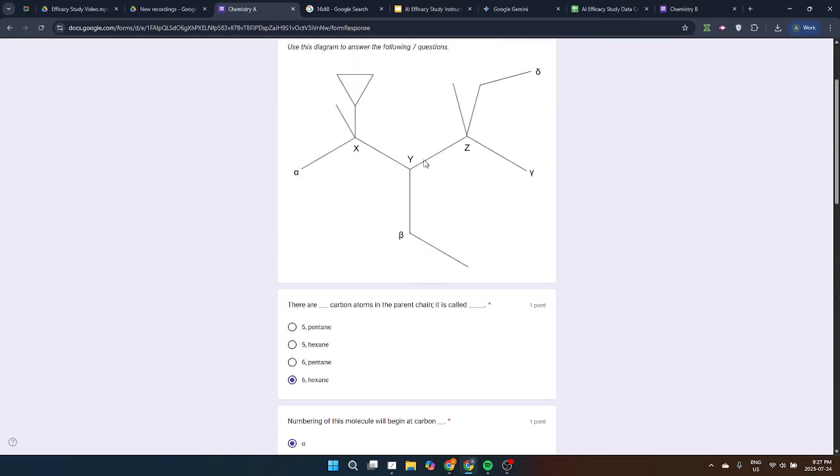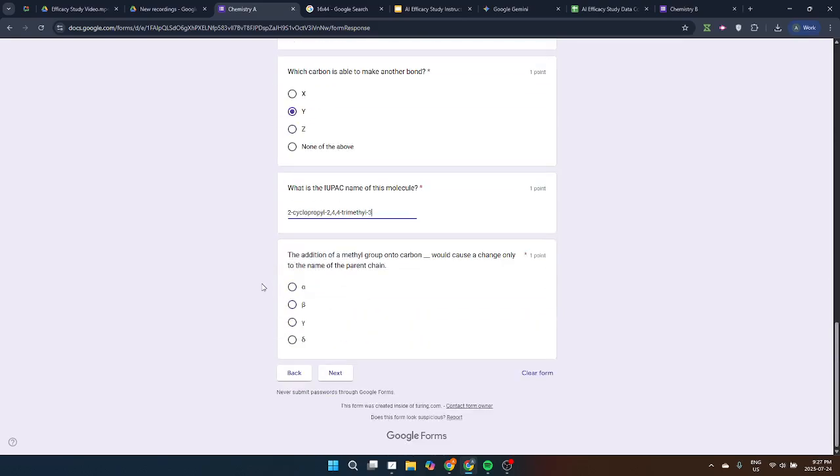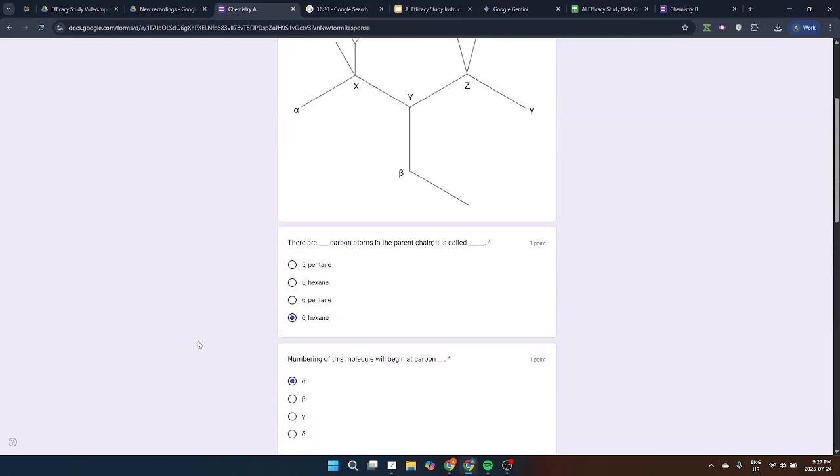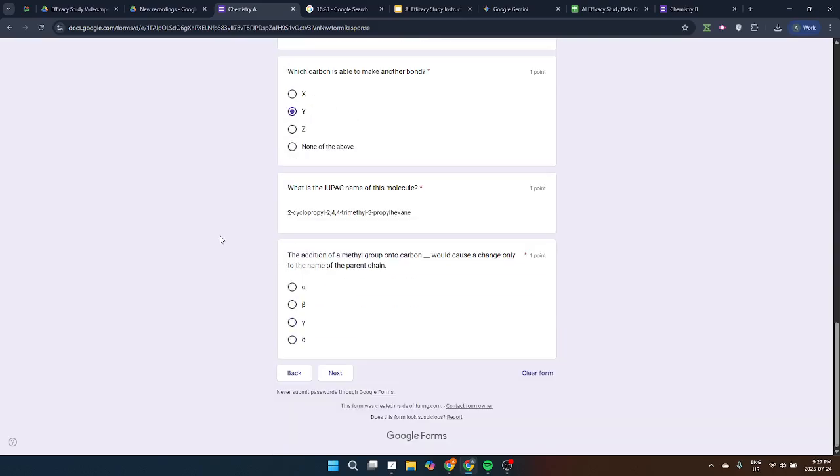And then the last group is the propyl, right? 1, 2, 3 on carbon 3. So 3 propyl hexane. 2 cyclopropyl, 2, 4, 4 trimethyl, 3 propyl hexane. It seems right. Maybe there's some sort of alphabetical order kind of thing that I'm missing here, but that seems right.